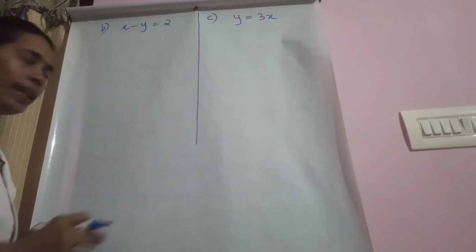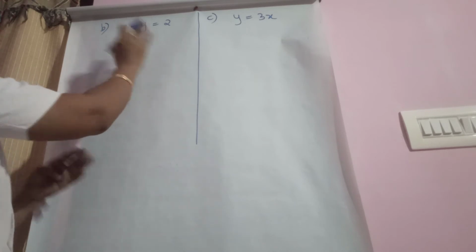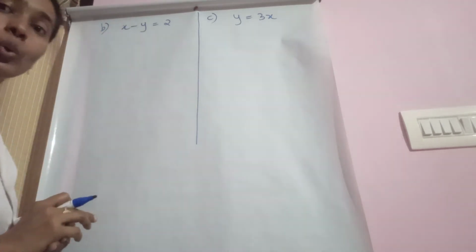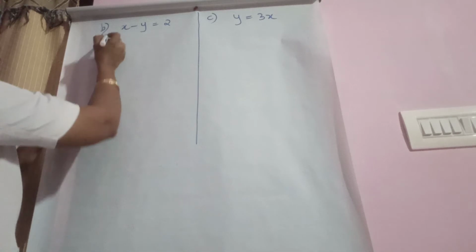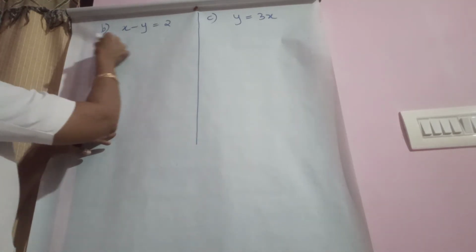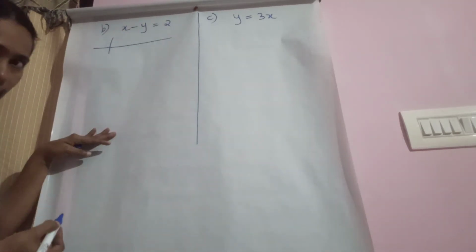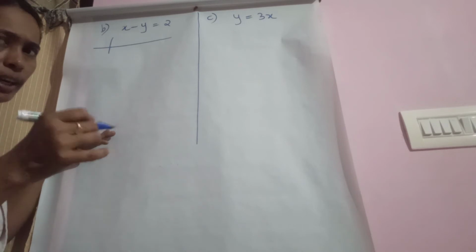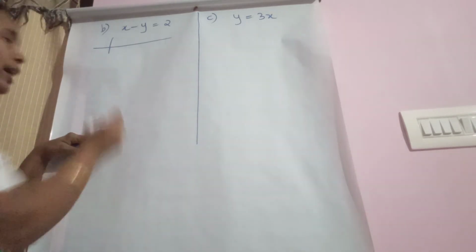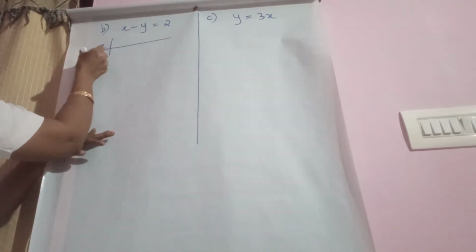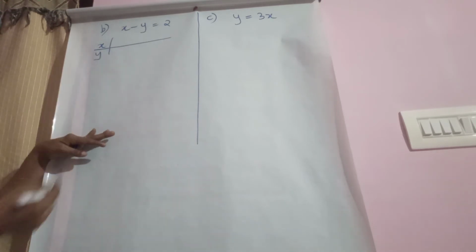So let us begin our B question. x minus y equal to 2. Subtraction is needed here. So we can make a solution table like this. Instead of writing coordinates, we can form a table, with the first row for x and the second row for y.